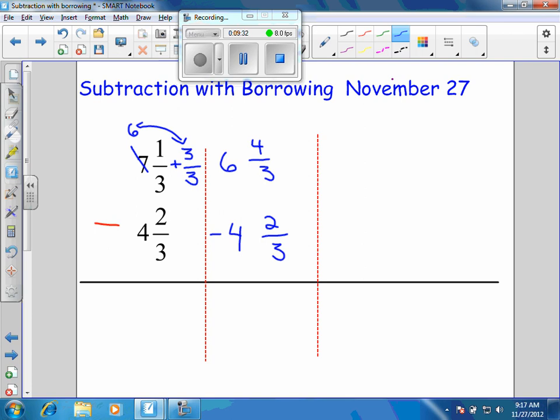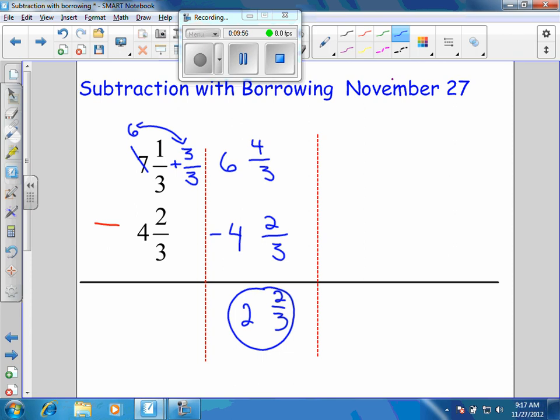Okay? So Mark, can I do the subtraction problem now? Yeah. What do I do? So 4 thirds take away 2 thirds is 2 thirds. Right. And then 6 take away 4 is 2. And then that's your final answer because it's simplified. All right?